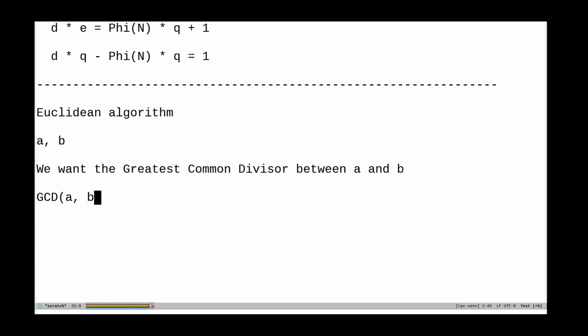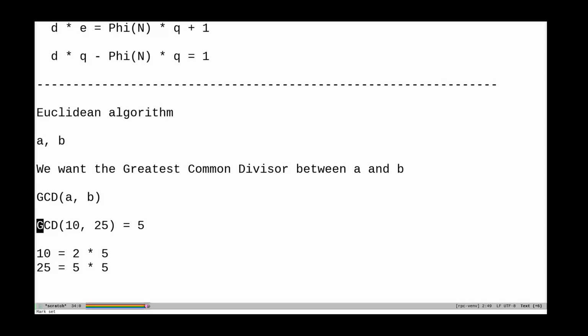So the GCD is the highest number that divides both of them. For example, if I have 10 and 25, how can I compute the GCD? Well, one way is saying 10 is equal to 2 times 5, and 25 is equal to 5 times 5. A number that divides both is certainly 5. Is there a larger number that divides both 10 and 25? The answer is no, because any larger number does not divide one of them. So the GCD of 10 and 25 is 5.